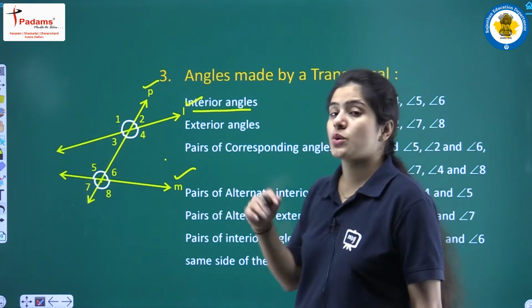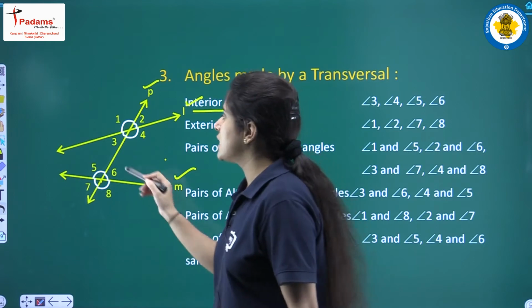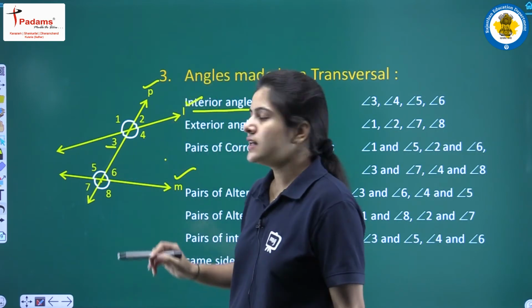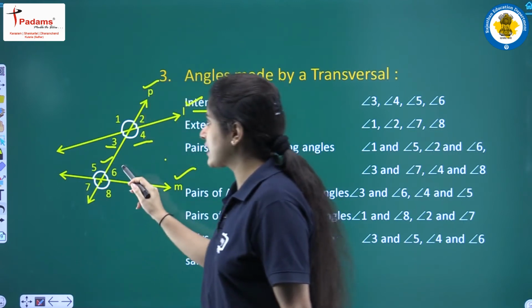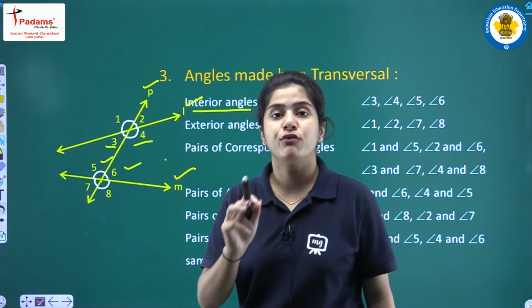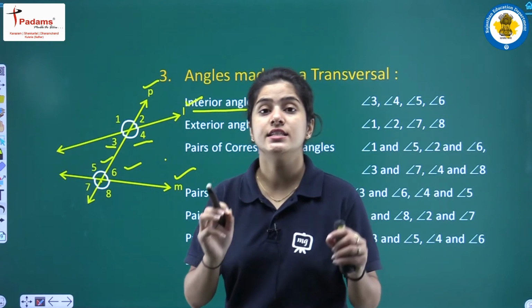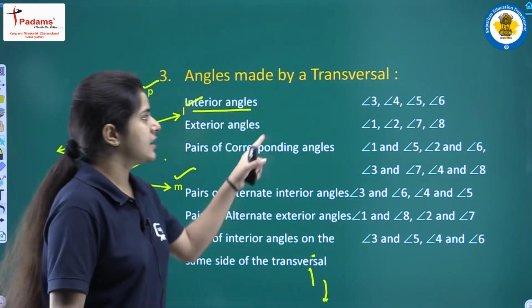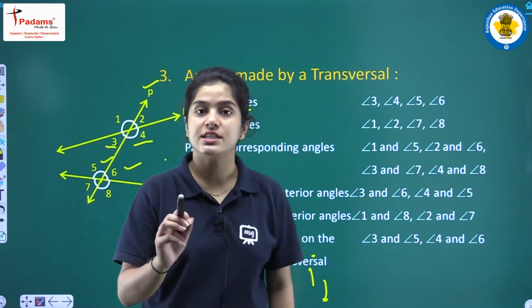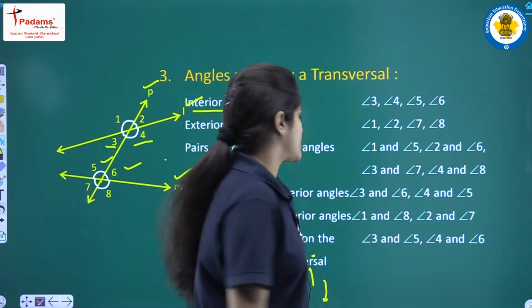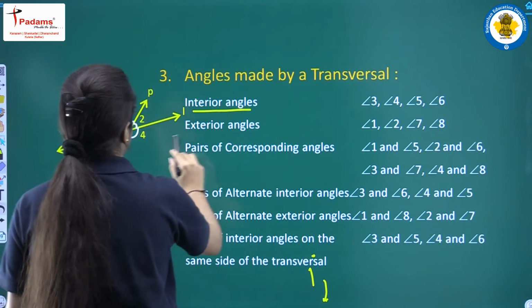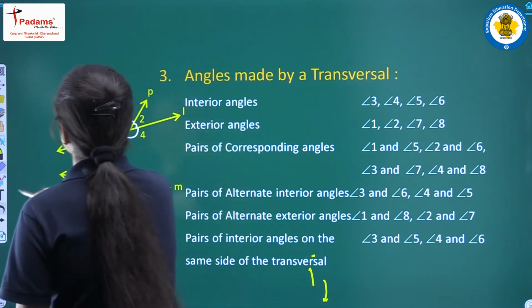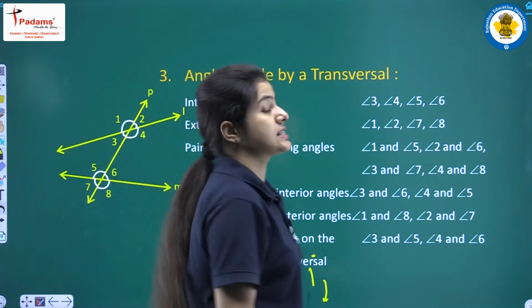So what are the interior angles, students? This angle 3, this angle 4, this angle 5 and this angle 6. So 3, 4, 5 and 6 are interior angles. I hope that now you understand what the interior angles are. Now students, we will be talking about exterior angles.